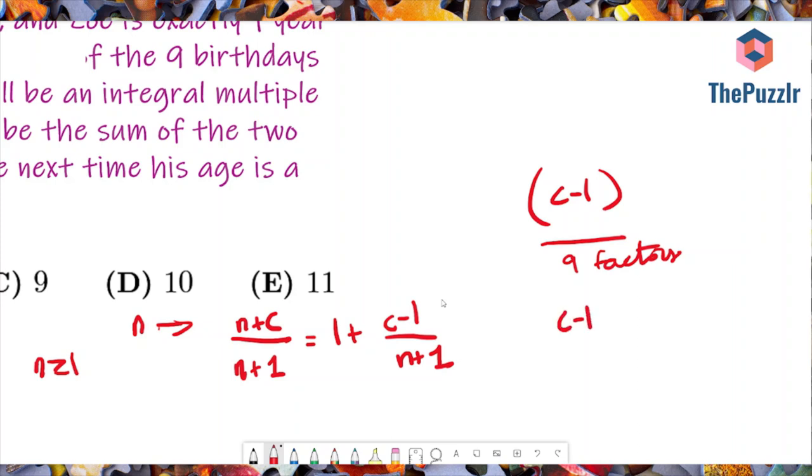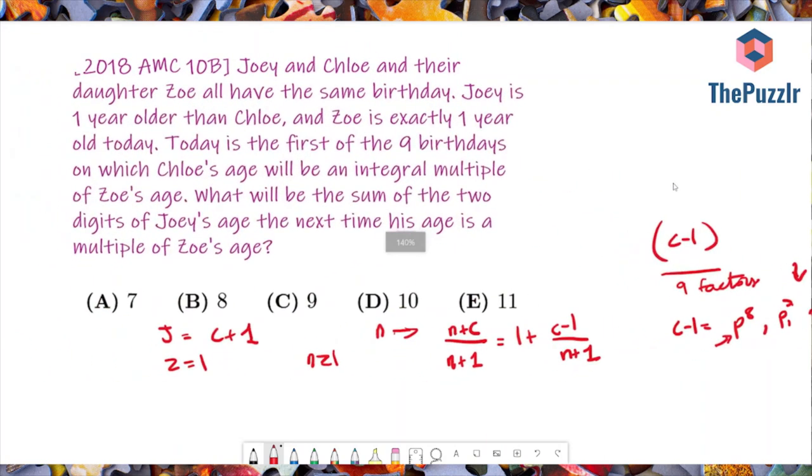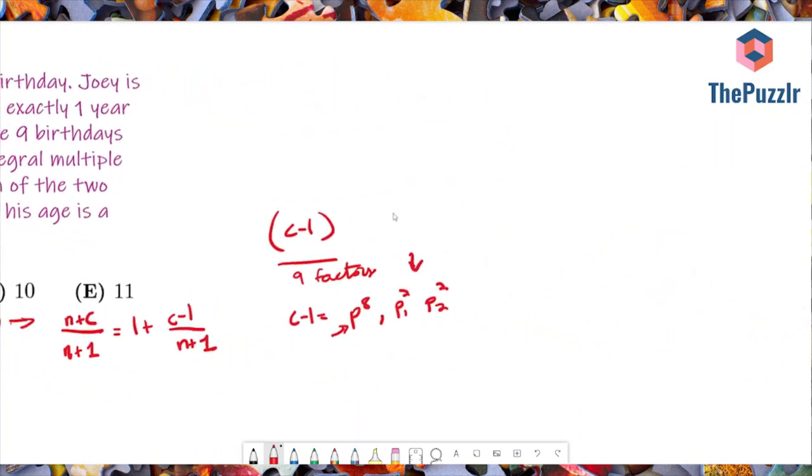So then we have that c minus 1 is either equal to some prime to the power of 8, because that would give us 9 factors, or it's equal to p1 squared times p2 squared, because if we square this, this number right here is 3 times 3 or 9 factors. So no number to the power of 1 to 8. So you have to remember the context of the problem, right? The problem, they're human. So no two-digit number.